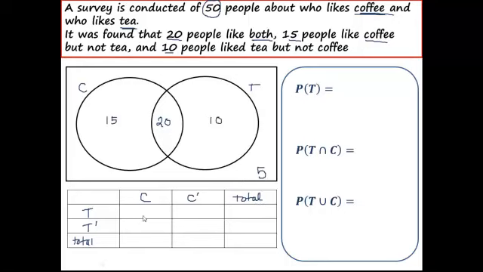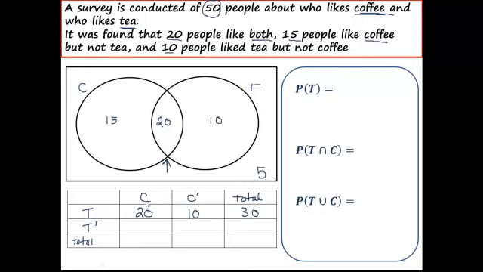So in this square, I need to put the number of people that like both coffee and tea. That was the intersection of the two circles, this one here, 20 people. Then let's go across this way. These are my tea drinkers. The people who like tea but don't like coffee, that was this number here, so 10 of them. And so that means I've got 30 tea drinkers in total.